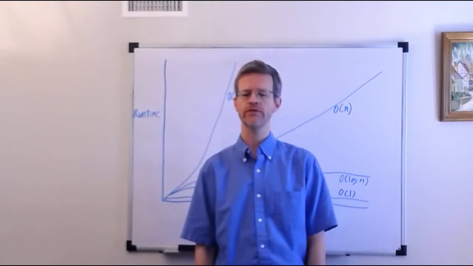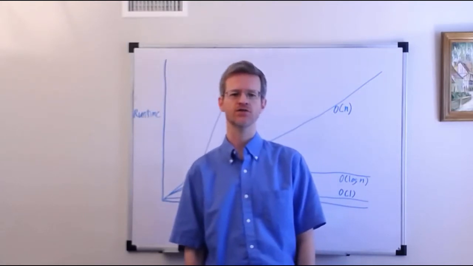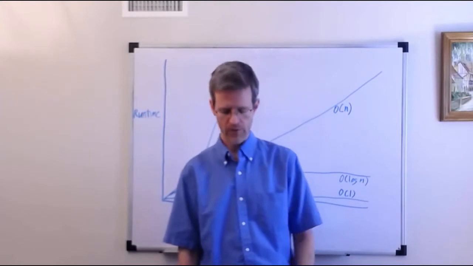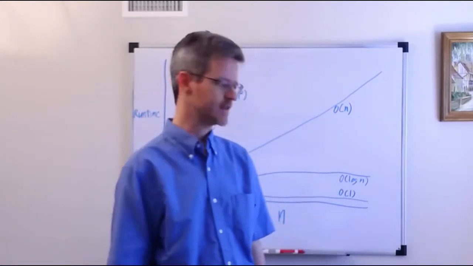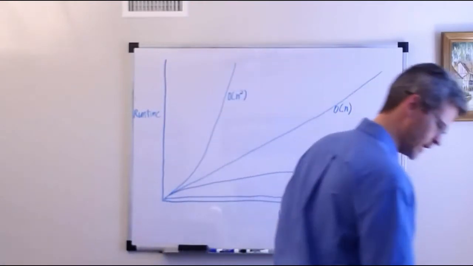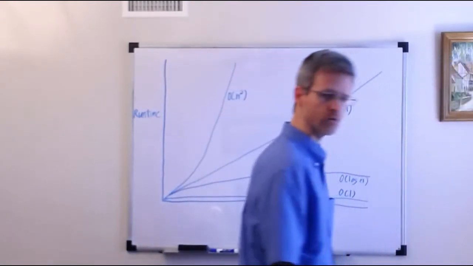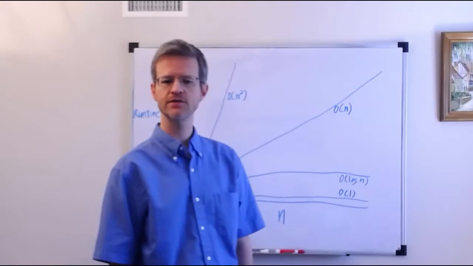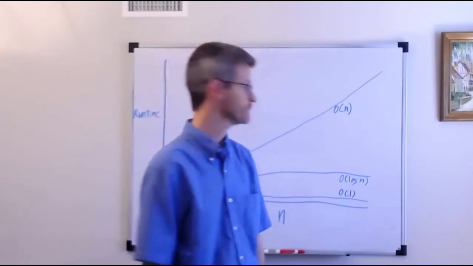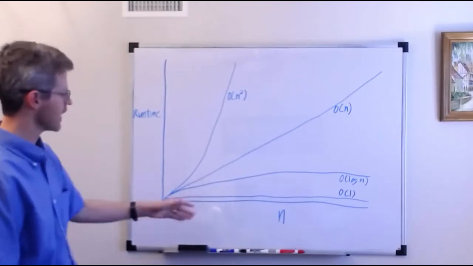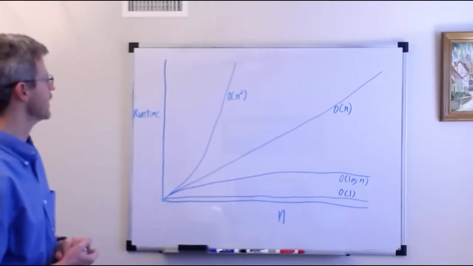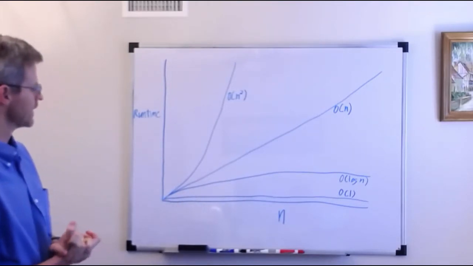This is a short video about Big O notation. Big O allows us to express or represent the efficiency of an algorithm. So we can use Big O to see when one algorithm is more efficient than another algorithm. So here is a graph showing some common Big O runtimes.